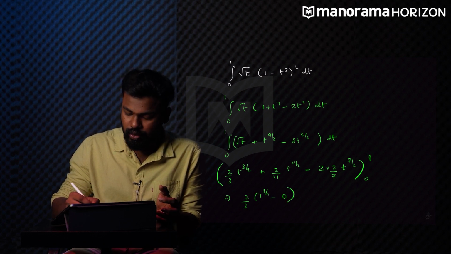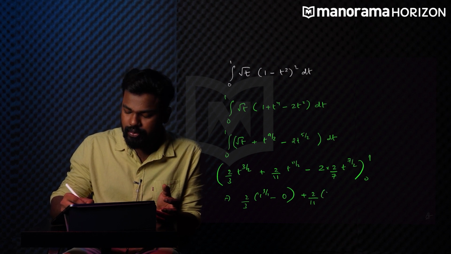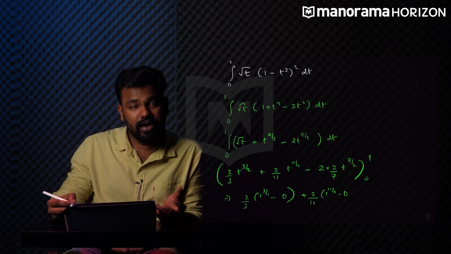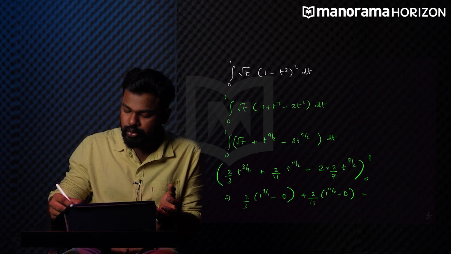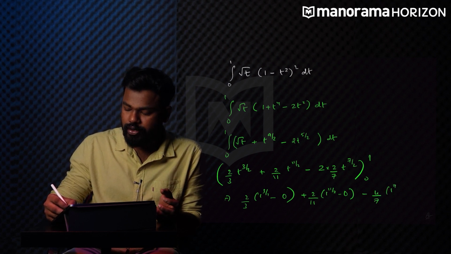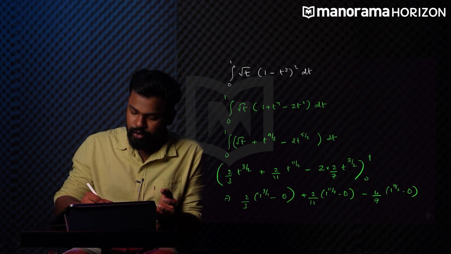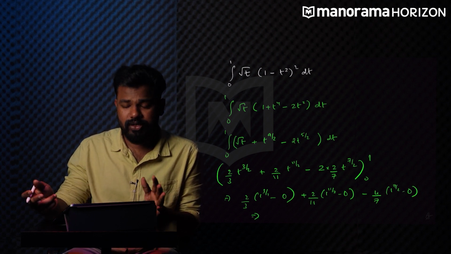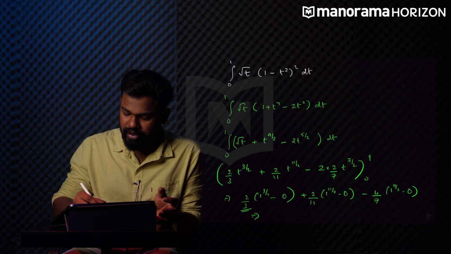which is nothing but 0, plus 2 by 11, t raised to 11 by 2, that is 1 raised to 11 by 2 minus 0 raised to 11 by 2, again 0, minus 2 into 2 by 7, that is 4 by 7, t raised to 7 by 2, or 1 raised to 7 by 2 minus 0. And when you do that, again 1 raised to any number is 1 itself. So you will be having only 2 by 3 left. So 2 by 3 plus 2 by 11 minus 4 by 7.